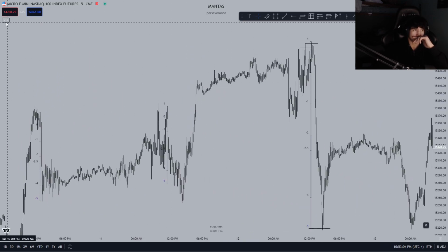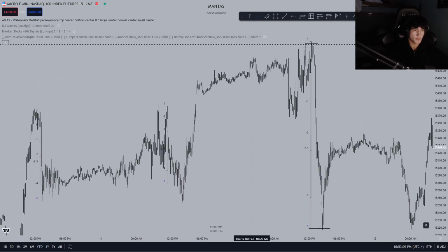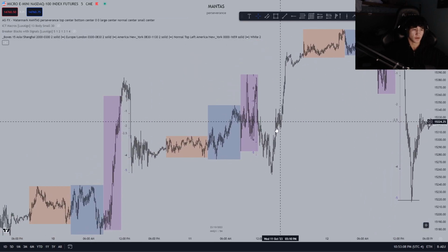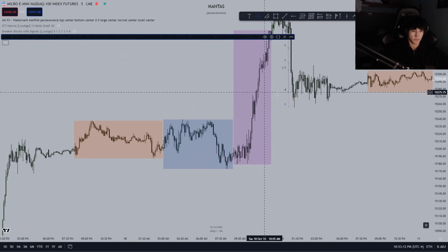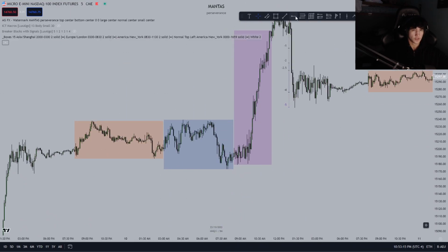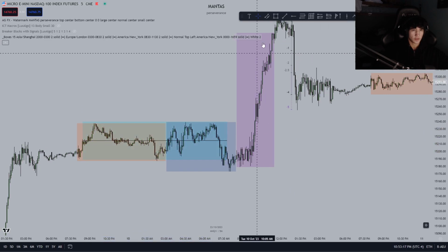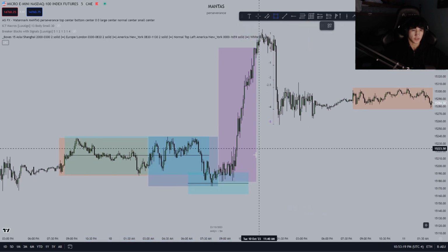Then, if you want examples of Power of 3, I can show you one, because it's like a session-wide Power of 3. Like this: accumulation, manipulation, then distribution. This entire thing right here. This is the accumulation, right here is the manipulation, and this is the distribution.